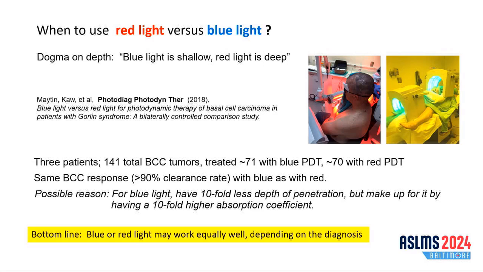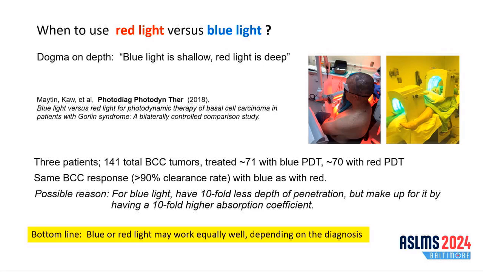So what I'm showing here is a study we did 6 years ago comparing red light PDT or blue light for multiple basal cell carcinoma in patients with Gorlin syndrome that have hundreds of tumors. And in this study, we had 3 patients. In total, they had 141 BCCs on their body.